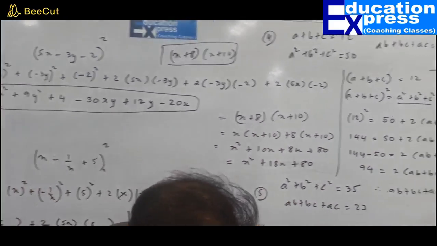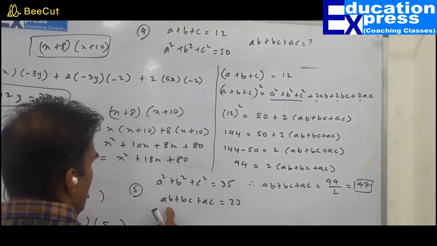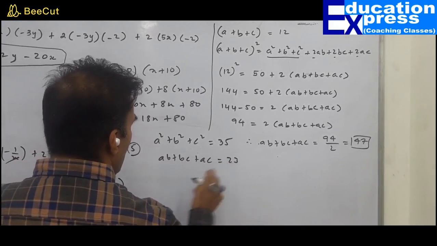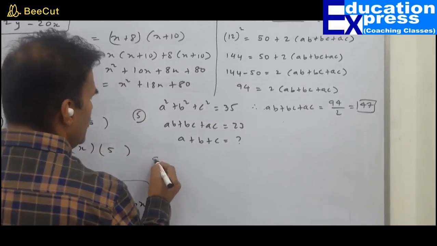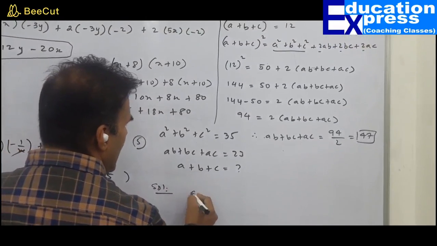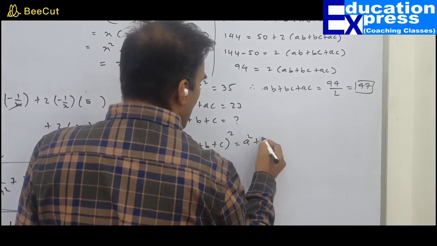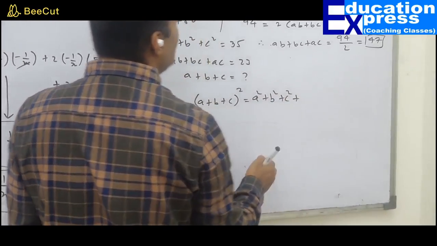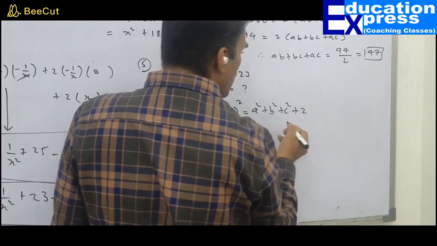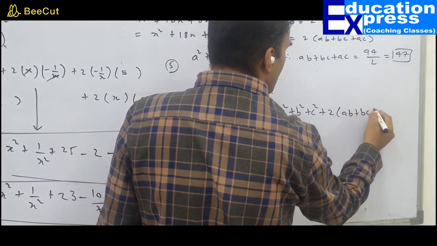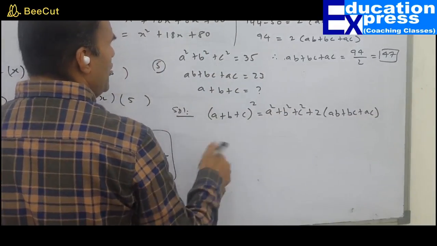Question number 5, which says a square plus b square plus c square is 35, ab plus bc plus ac is 23. They want to find out the value of a plus b plus c. Solution. Since we have to find a plus b plus c, a plus b plus c, the whole square can be written as a square plus b square plus c square plus, taking 2 common, 2 times (ab + bc + ac). This formula we are very much familiar with. Let us substitute the values.